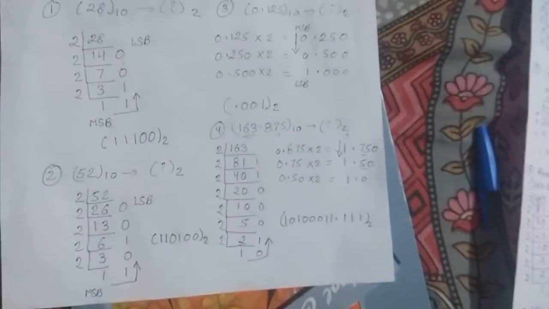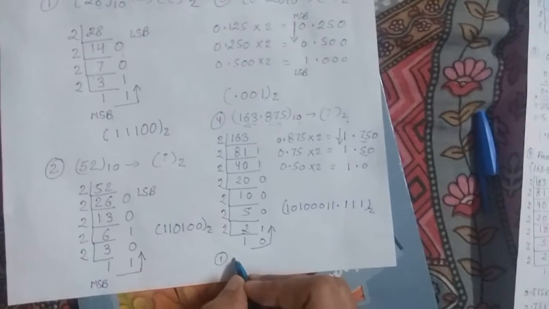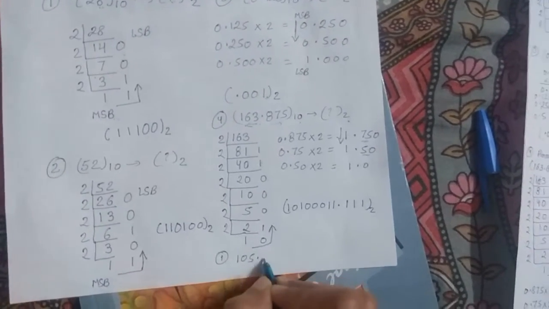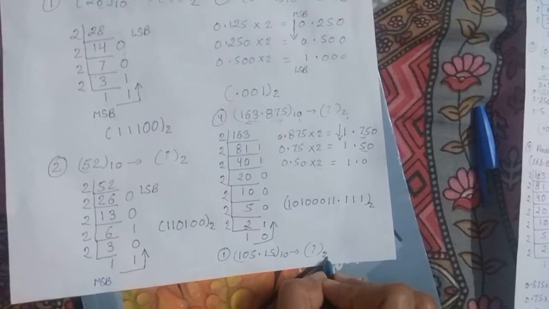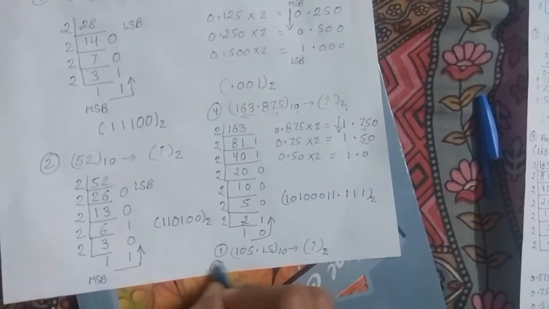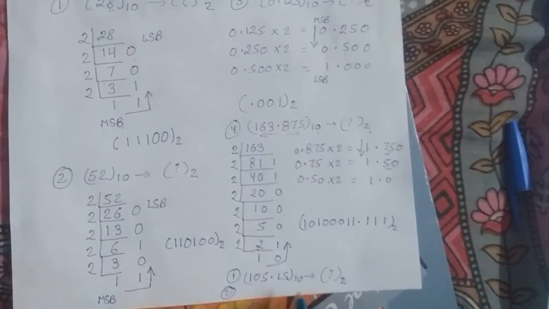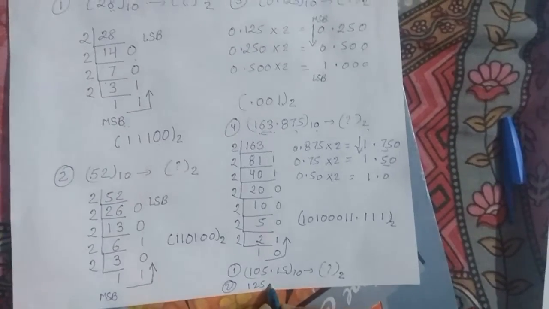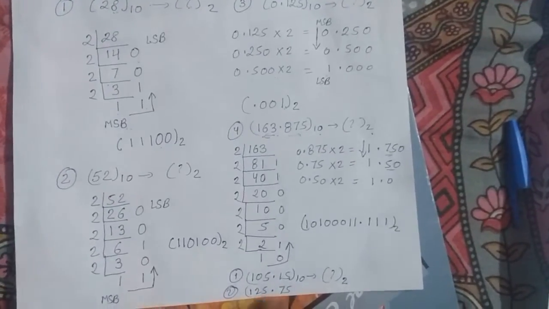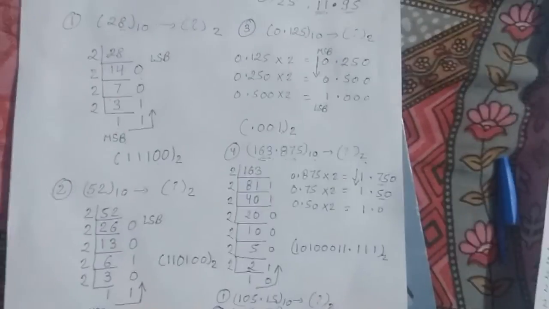So there are some exercises you have to solve. These are your questions for solving. First one, 105.15 base 10, convert it in the form of binary. Second one, you can solve 125.75 base 10 in the form of binary. So try to solve this.